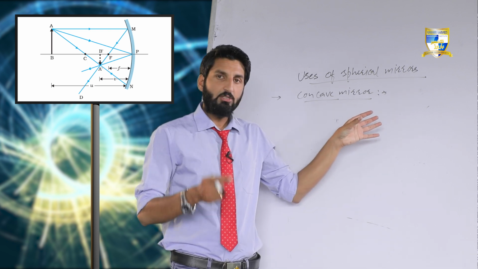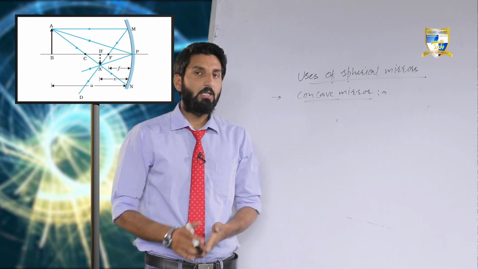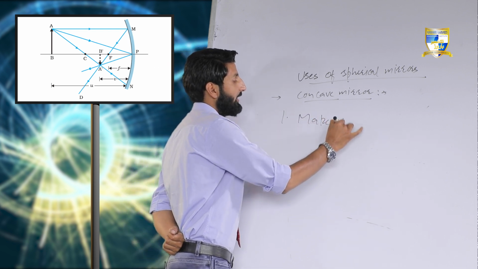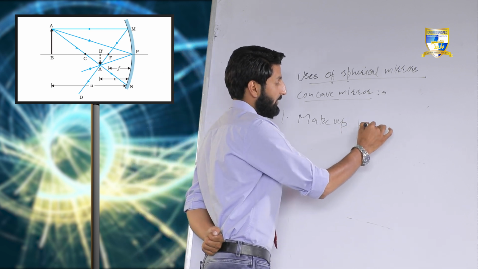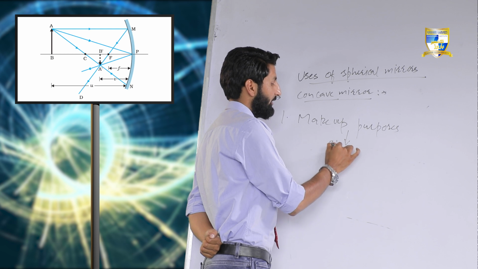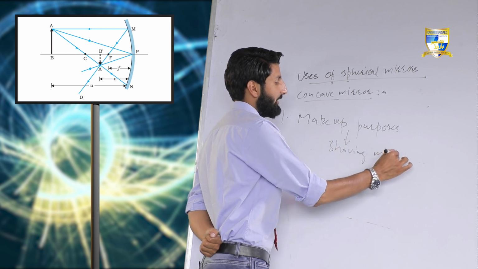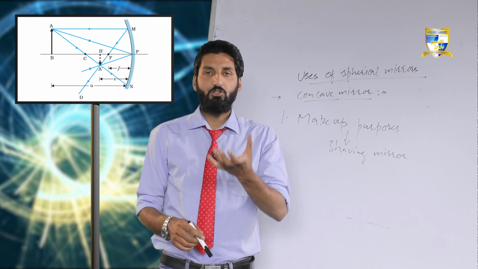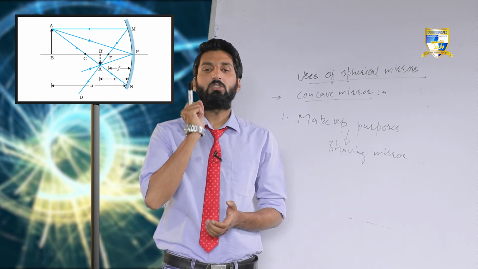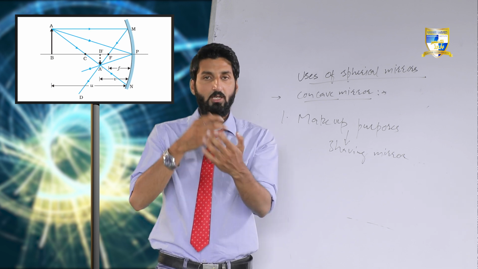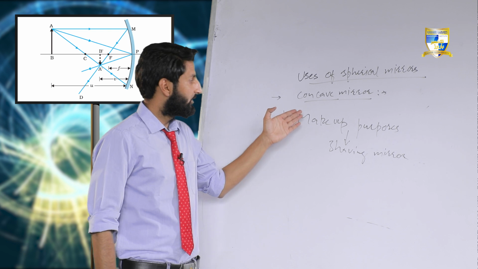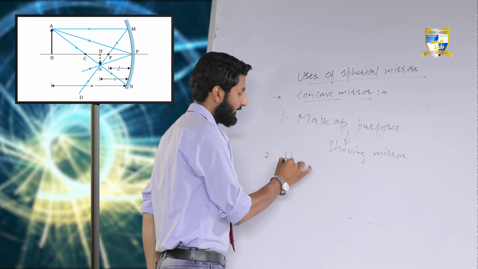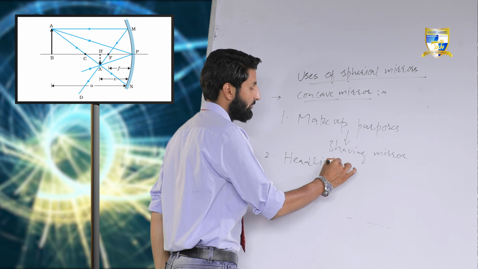Fine. The convex mirror produces a small image, but the concave mirror gives an enlarged image. That's why it is used for makeup purposes, like a shaving mirror. So concave mirror, because of its property of producing a magnified large image, is used as a shaving mirror because it gives a clear large image of the face of a person shaving his face. Fine. So it is used as a makeup mirror because it produces an enlarged image. Second use, it is used in the headlights of automobiles.